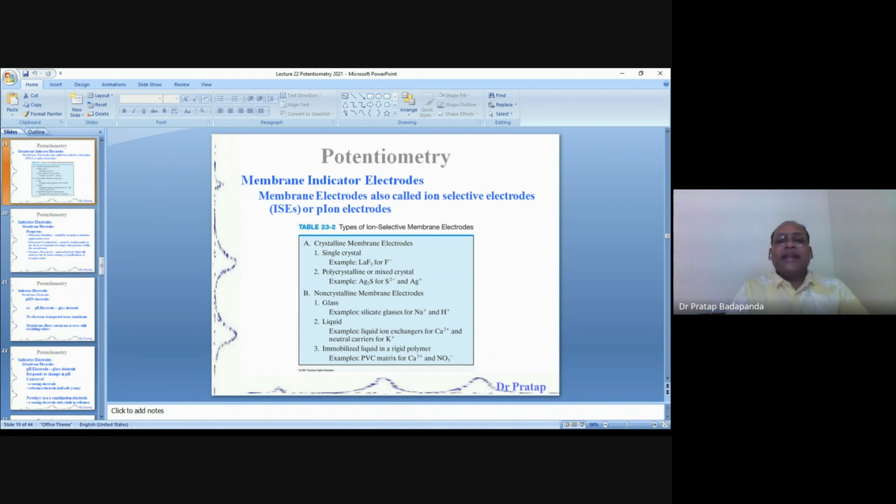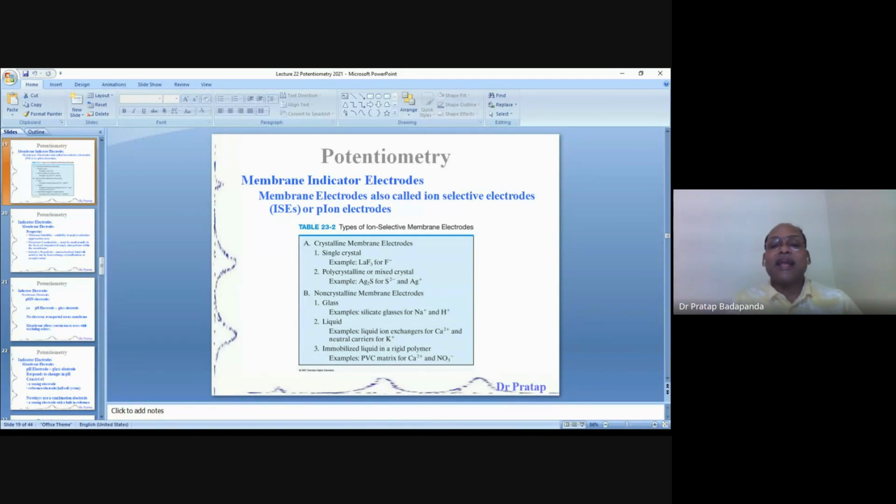Now the membrane indicator electrodes. Membrane electrodes are also called ion selective electrodes. This ion selective electrode, as I told you, will select membrane-selected ions, meaning what types of things are there in seawater. So those will be selected by this and extracted. That is the main concept of this one.